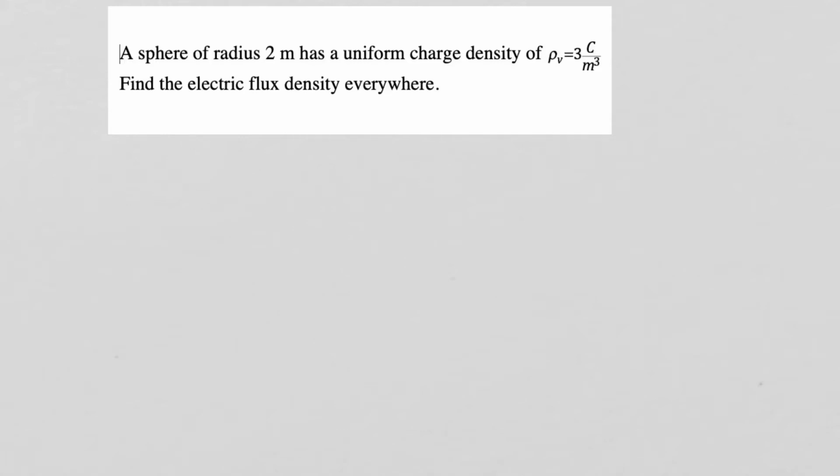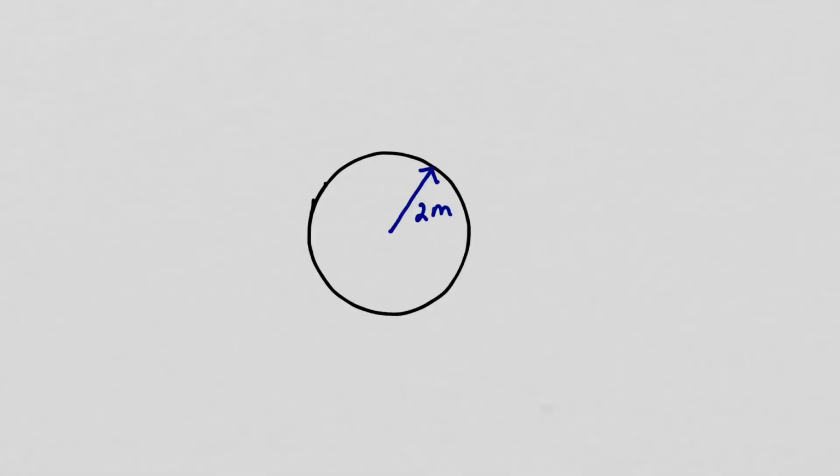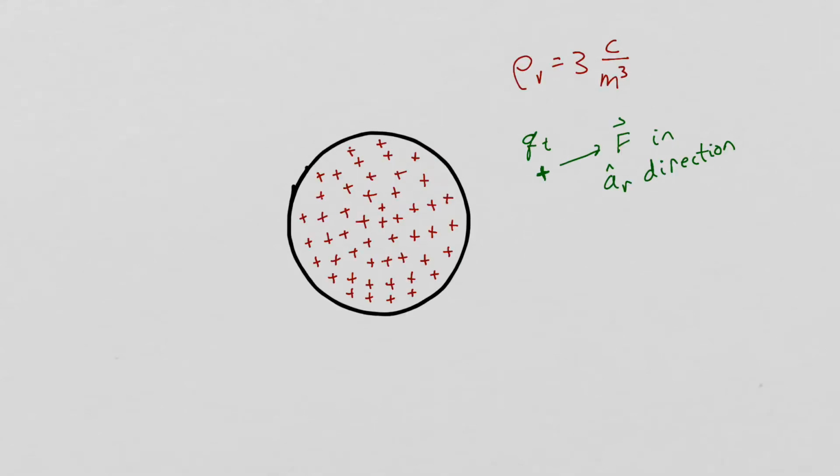As always, begin by drawing a figure of the problem. Here is our sphere of radius 2 meters, and this spherical region has a uniform charge density of 3 coulombs per meter cubed. If you place a test charge anywhere, it will experience a force only in the radial direction. And that would be true whether the test charge was somewhere inside the distribution or outside the distribution of charge.